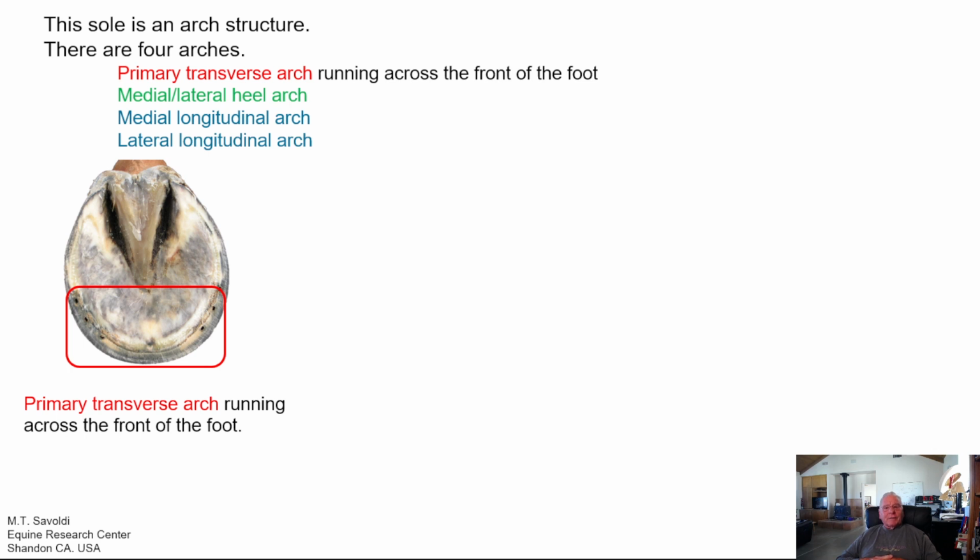The primary transverse arch runs across the toe of the hoof. That would be coming right through this area here. And then we have a medial lateral heel arch. The heel arch would be back in this area.